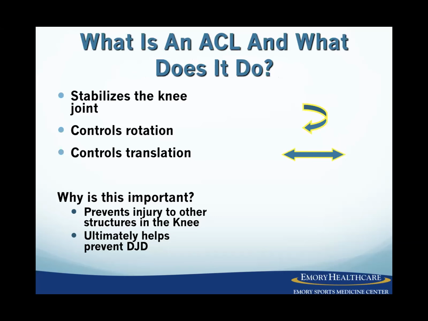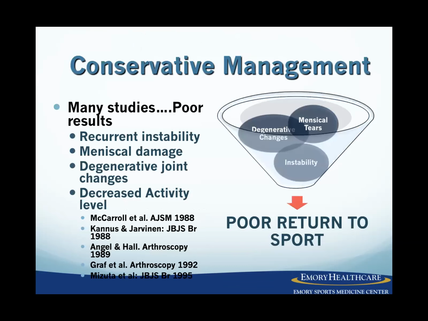So why is that important? Because when this is intact, it prevents injury to the other aspects of your knee. If you have an ACL that's out and you're running around and you have these instability episodes, you end up tearing your meniscus and ultimately end up having arthritis, and that's what we want to prevent. What about if someone tears an ACL? Do you need surgery?